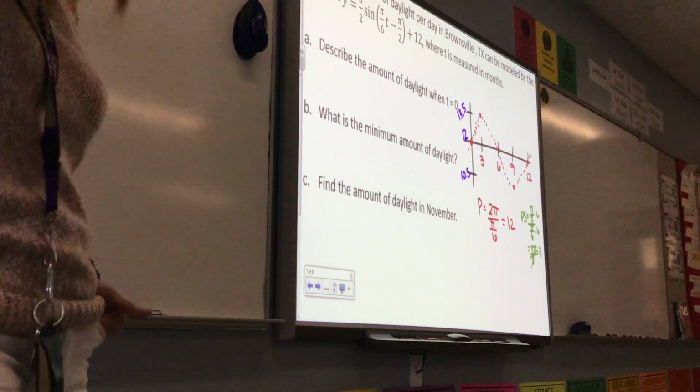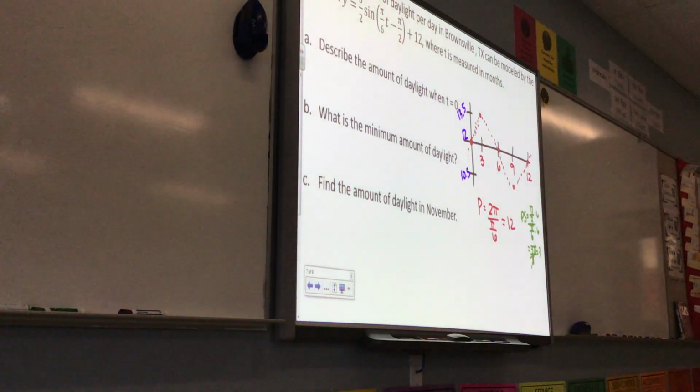Green is my math behind the phase shift. So remember, you do negative c over k. So c becomes positive pi over 2. K is pi over 6. Multiply by 6 and you get 3 pi over pi, which just gives you 3. Am I moving to the left or the right? Good. And is that an increment I can just count on the tick marks with? Yeah. So I'm going to move it over.